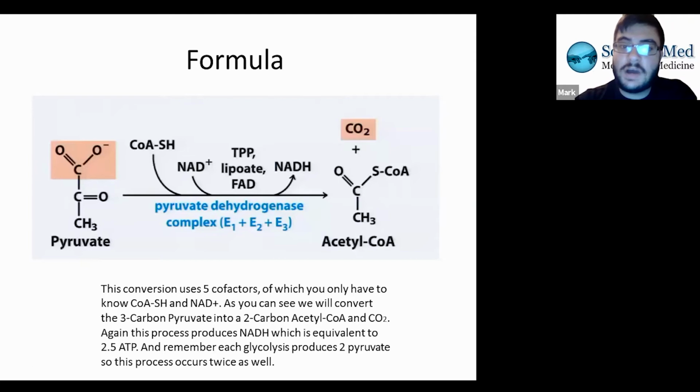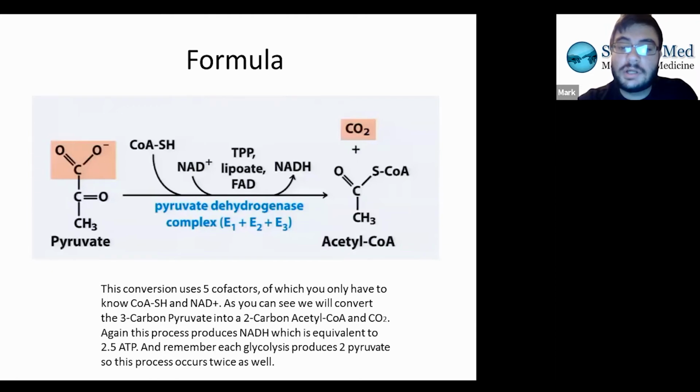The conversion uses 5 cofactors, but you only really need to know about 2 of them, the CoA and the NAD+. NAD+ is important because we reduce NAD+ into NADH, and that's how we make energy off this step, because it's equivalent to 2.5 ATP each. And CoA is how we get the coenzyme onto the acetyl group, and that's why it's called acetyl CoA.